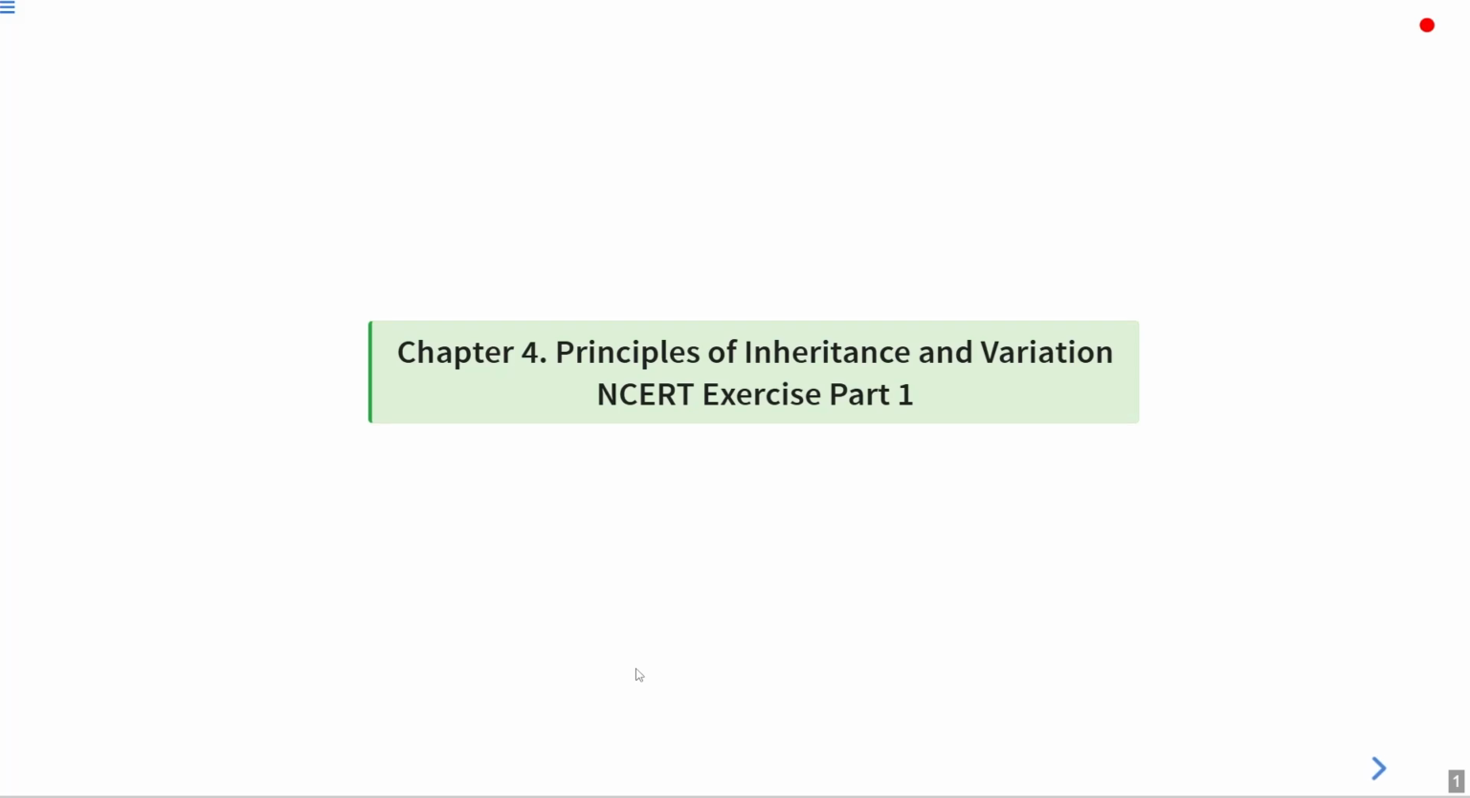Today we'll be discussing the NCERT exercise for the chapter Principle of Inheritance and Variation. This is part 1 of the lecture. In this session, we'll be discussing some of the questions, and the rest of the questions we'll be discussing in the next session.